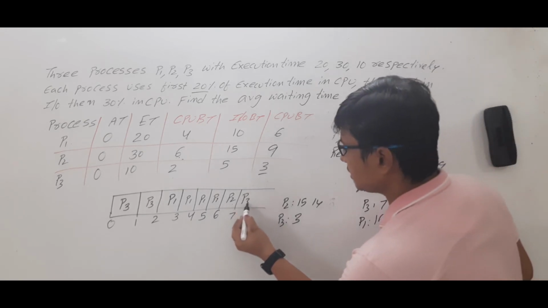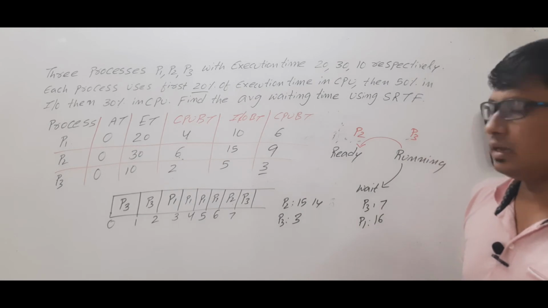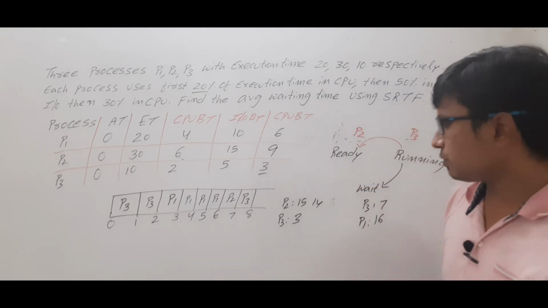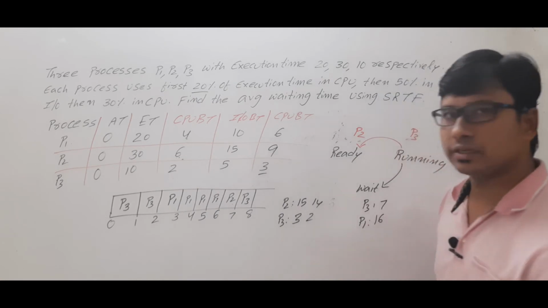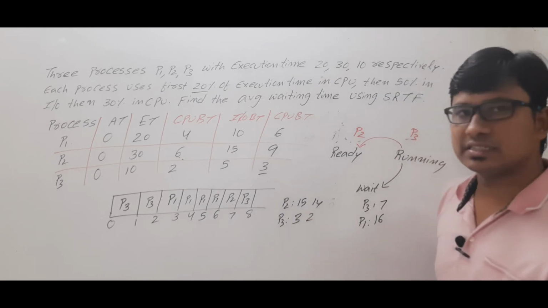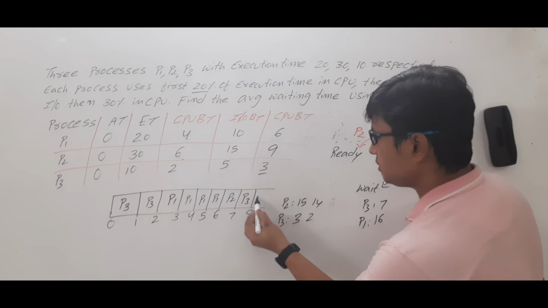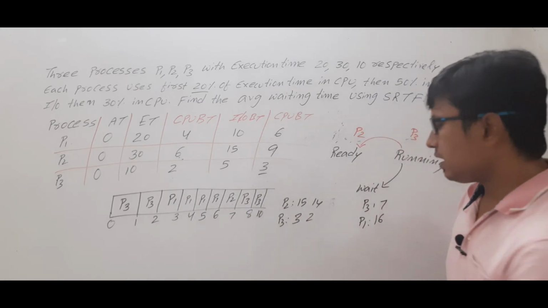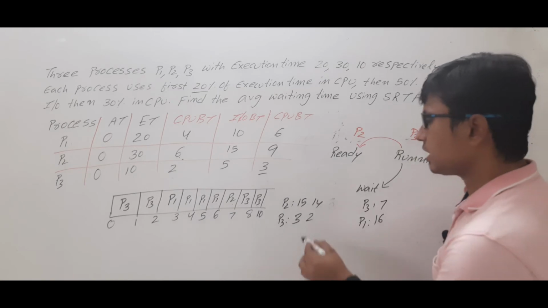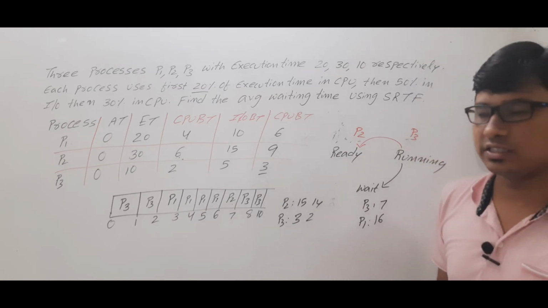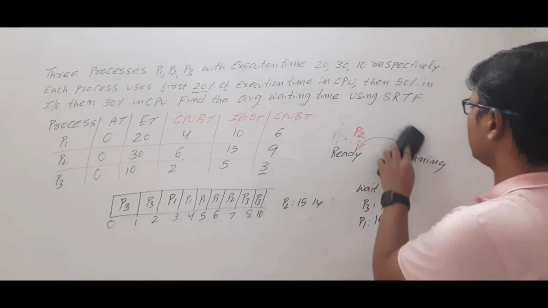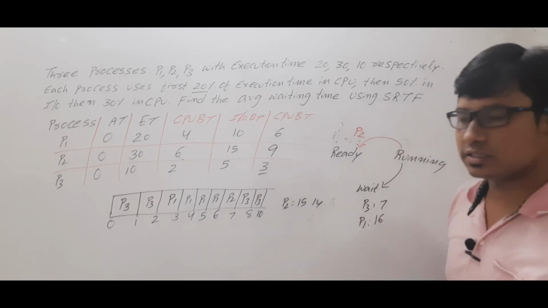Process P3 will run for 1 unit of time. Is it clear? Are you able to understand? Then its remaining burst time is 2 units. Still it is less than process P2. So it will run for 2 more units of time. And it will complete its task and go to the terminated state. Process P3 is done. Now process P3 has gone to the terminated state.